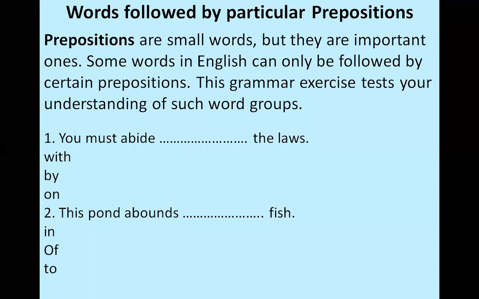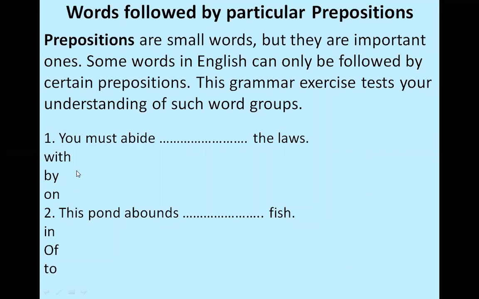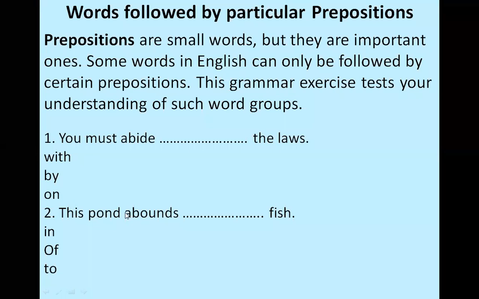So let's have some examples. You must abide dash the laws: with, by, on. Abide means follow. So here you are supposed to choose the appropriate preposition. All cannot go. Naturally, definitely one, and that particular one will be appropriate. You think for the preposition for the time being. I'll show you the answers also.